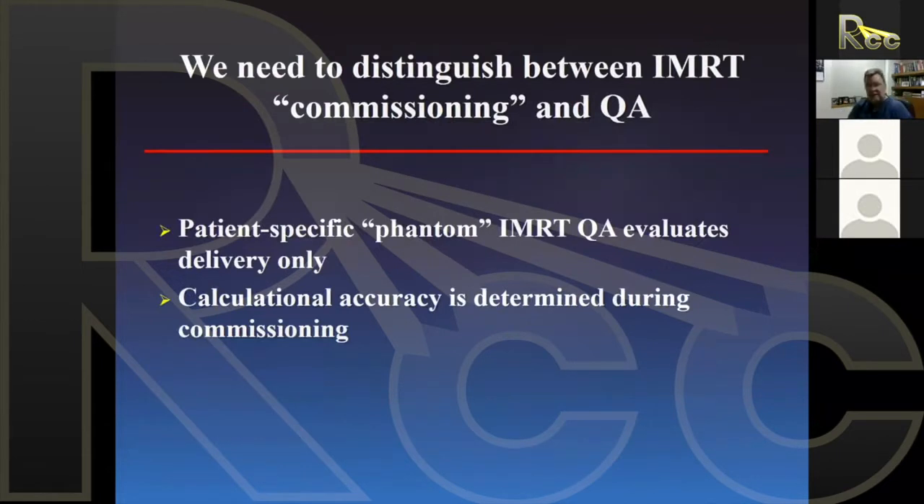This is a good time to distinguish between IMRT commissioning and QA. I'm not sure if you've already had the commissioning talks, but patient-specific phantom QA, IMRT delivery QA, is exactly that. It only tests delivery accuracy, calculational accuracy. How does your planning system work when calculating in lung tissue interface, this kind of stuff? This is done during commissioning. You're not going to get this information from nightly delivery QA. So with that in mind, we can progress.